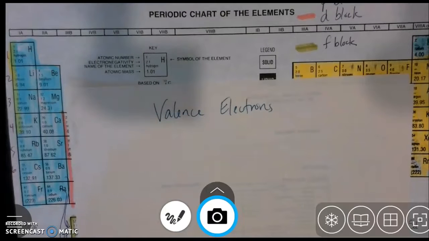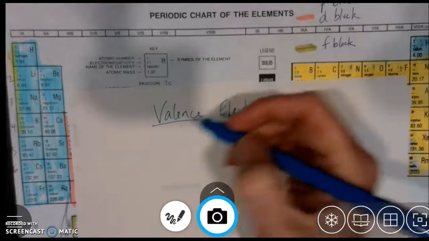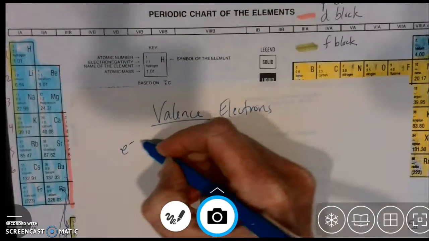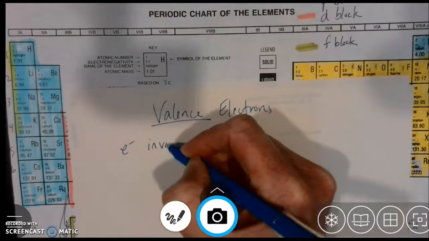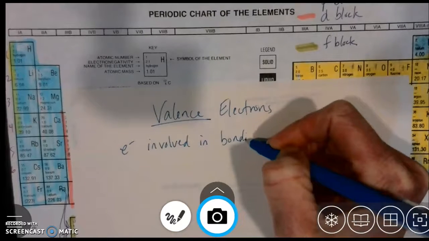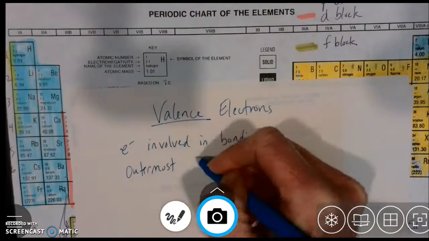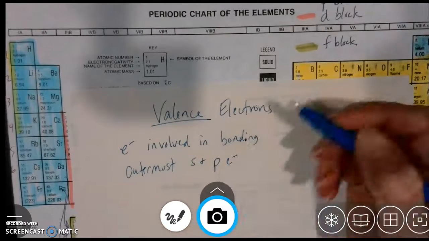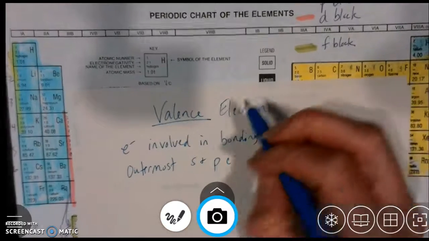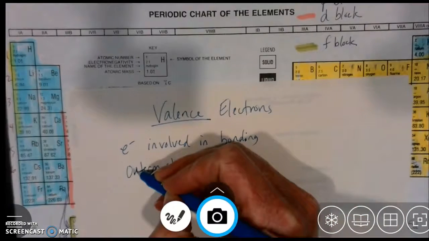Alright, this screencast is going to explain to you how to do valence electrons. Valence electrons are really important because these are the electrons involved in bonding. And these are the outermost S and P electrons. This is why short form electron configuration works so well for us, because it allows us to see what the outermost electrons are.